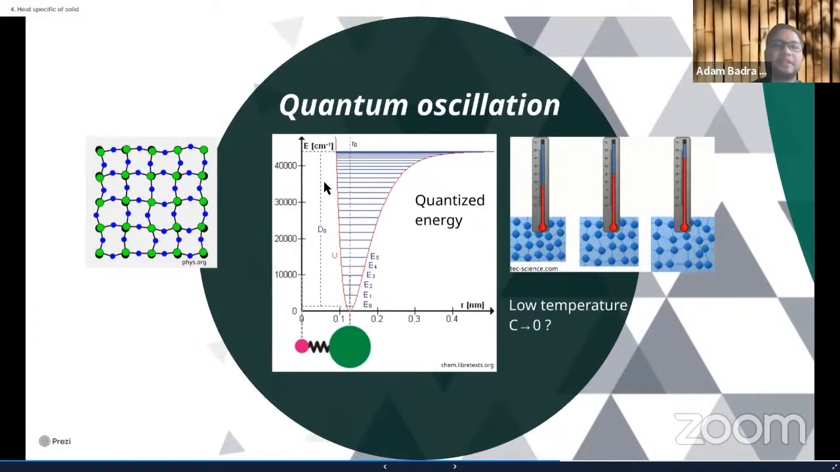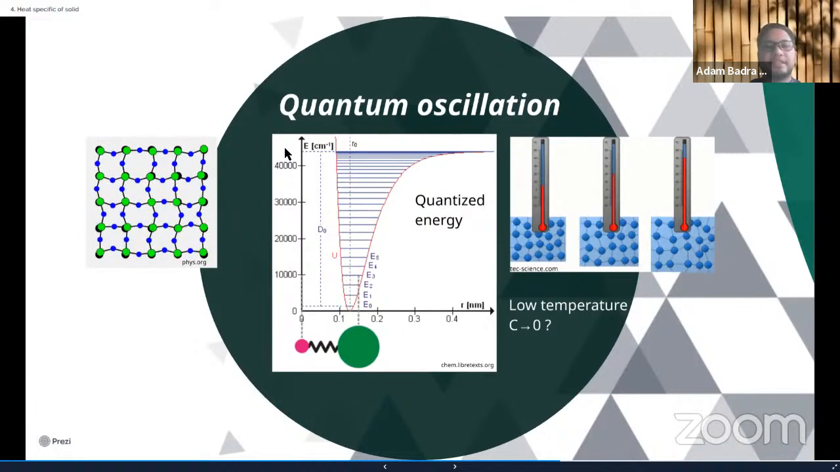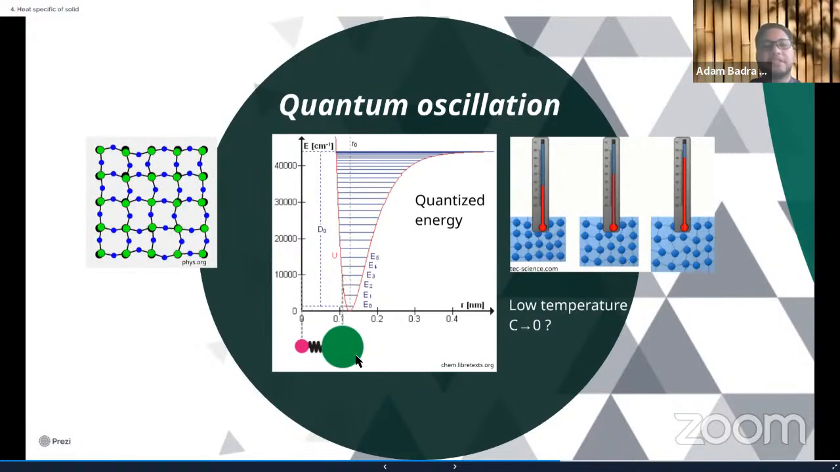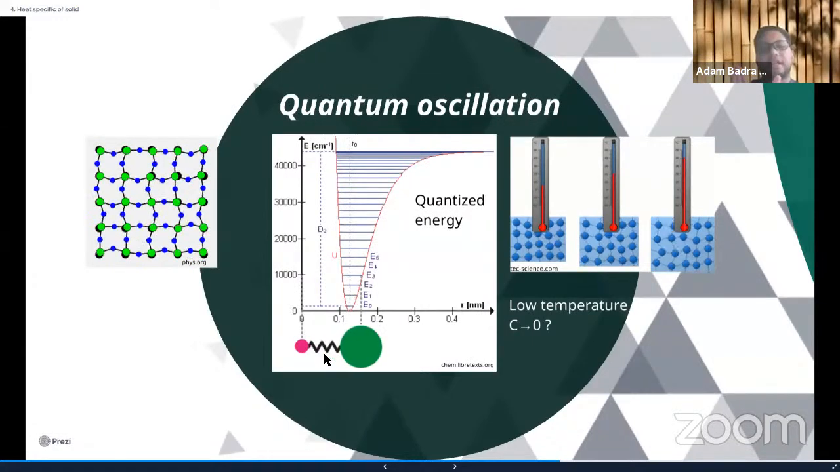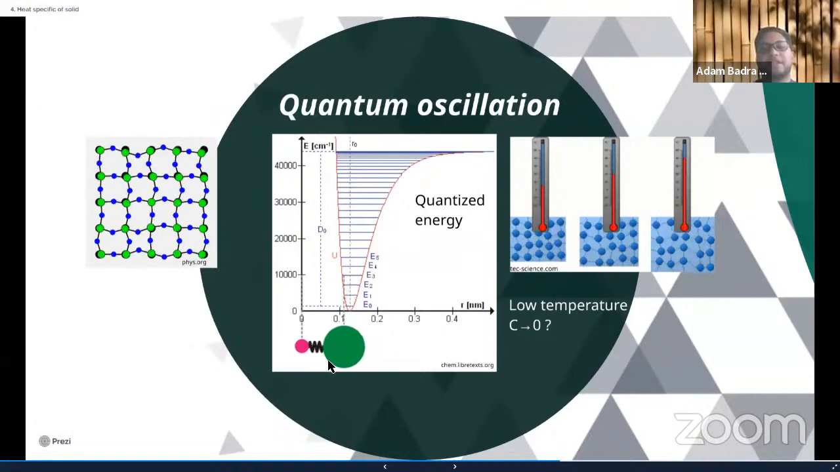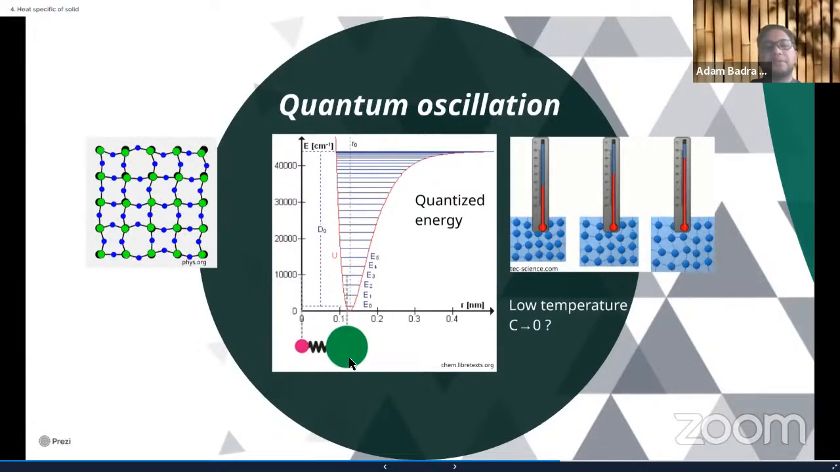So what is this graph? This graph is just an illustration of how the energy of particle vibration depends on the distance between two atoms, for example. If you have a hydrogen molecule H2, we can write it like this, and the energy of the oscillation really depends on the distance between the two.